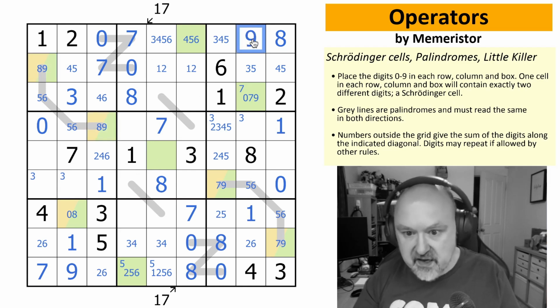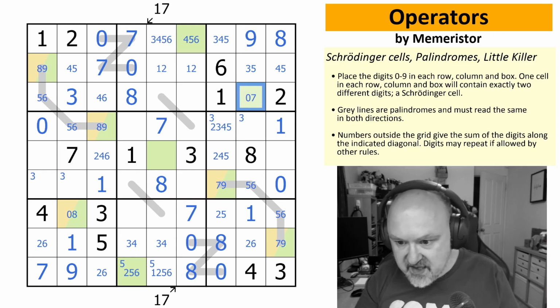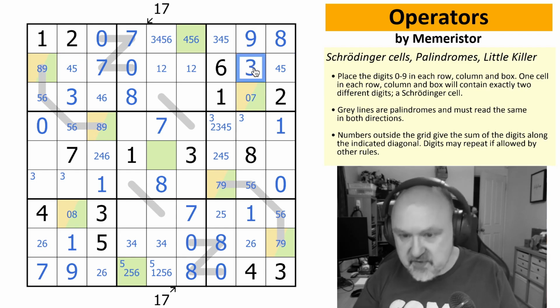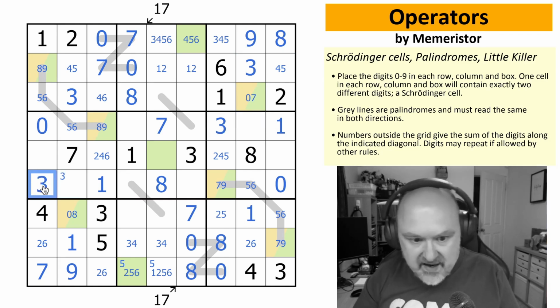That 0 makes that 9, which takes 9 out of there. This becomes 0, 7 and is another completed Schrödinger cell. This is a 4, 5 pair, which makes this 3. This entire thing is symmetrical. That 3 makes that 3. That is 3.